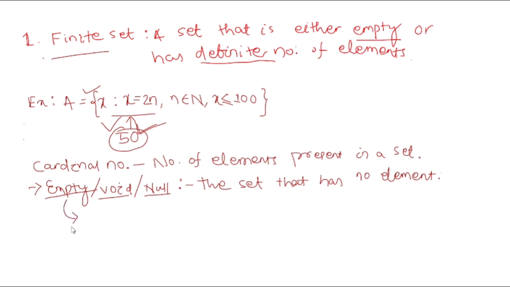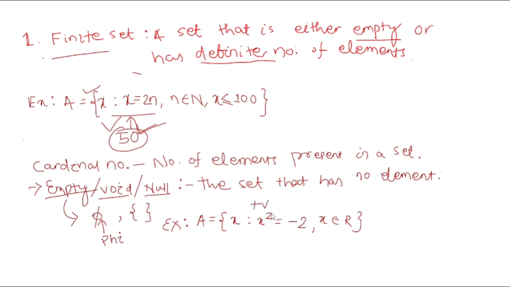Now if I want to represent it, how can I represent it? I just put this symbol or give two brackets like this. This symbol is read as phi. Let A be a set where x such that x square is equal to minus 2, where x belongs to R. Square of any real number is always positive, always greater than or equal to 0.